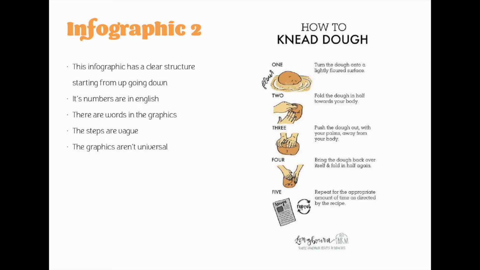This second infographic shows simple instructions on how to knead dough. This one has a clearer structure as it proceeds from top down and there is no need for numbers. However, numbers are included and they are in English. Not everyone will understand English written out like that.